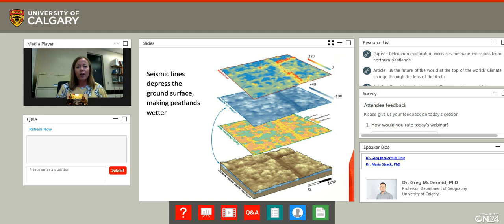And what became very obvious, if you look at the bottom of this image here, that's the elevation map, was that these lines were depressions in the landscape. And because these wetlands are really wet, the water is quite close to the surface. So as soon as you start to depress that landscape, you bring the water even closer to the surface. It's not that the water has moved up, but the surface has moved down. And so that depression of the surface is making these peatlands wetter.